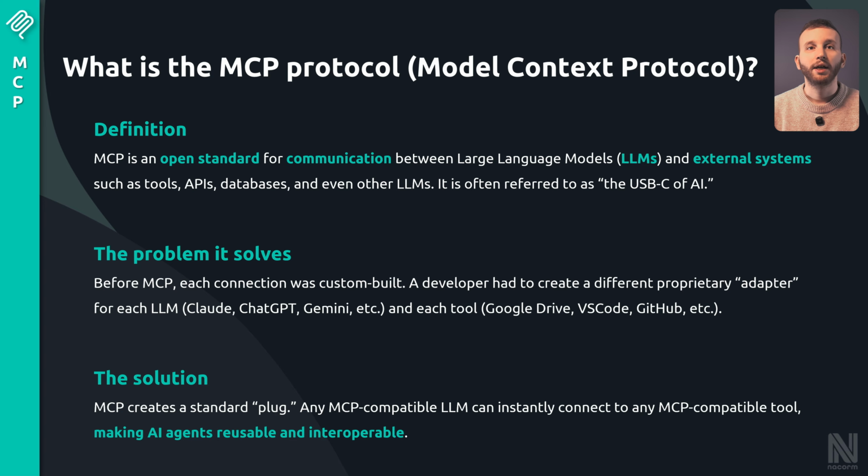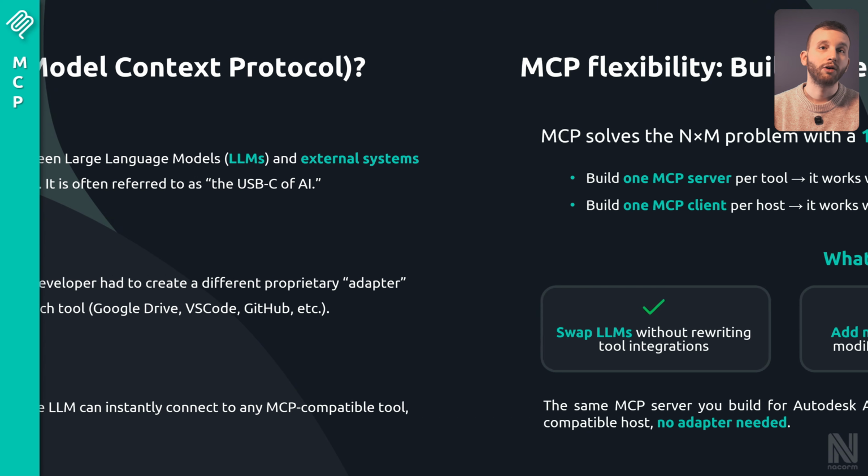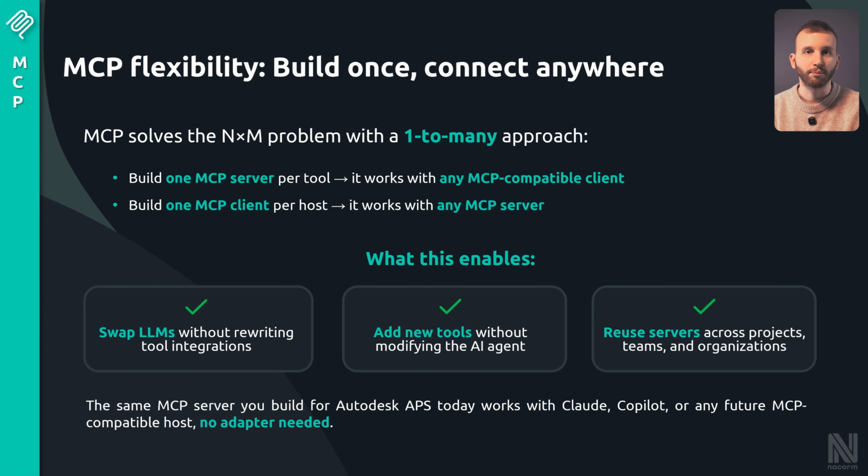Before MCP, each connection between an AI model and a tool was custom built. A developer had to create a different proprietary adapter for each LLM and each tool. MCP creates a standard plug. Any MCP-compatible LLM can instantly connect to any MCP-compatible tool, making AI agents reusable and interoperable. This is how MCP solves the N times M problem we discussed in the API episode.